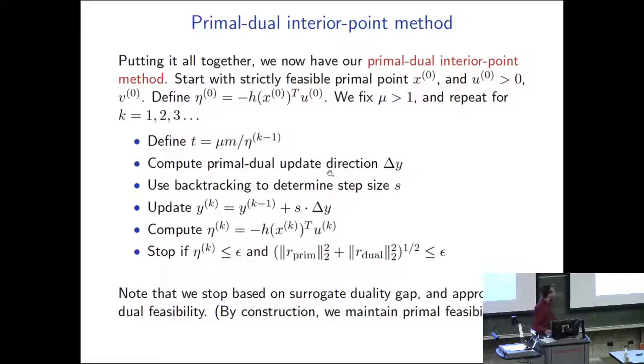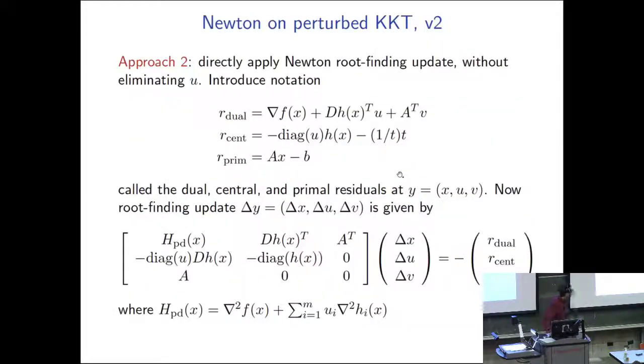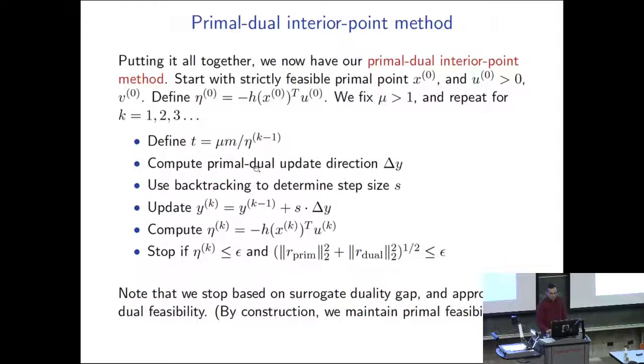We're actually going to solve that Newton system to compute the primal dual update direction delta y. So that's this step right here. Solve this system for that value of t for delta y, which is that triplet, delta x, delta u, delta v. And update our primal and dual variables, y, in the direction that we found by some amount s. We're going to have to do some backtracking to determine the step size s. But once we find it, we'll perform an update like this, which is just like we do in Newton's method.